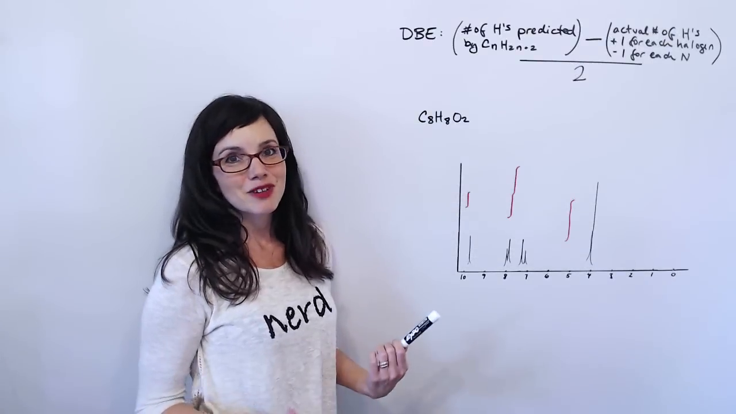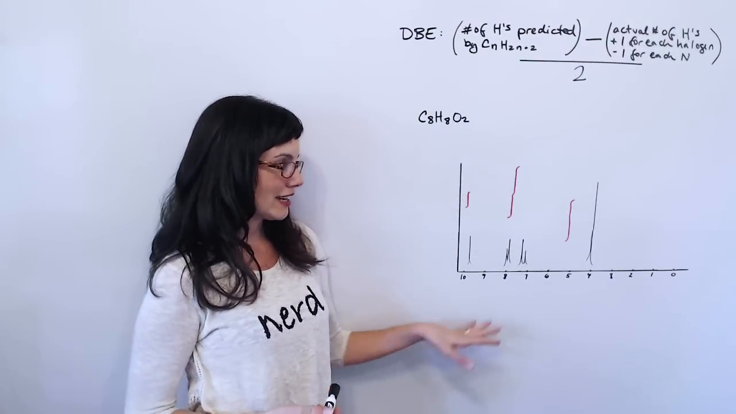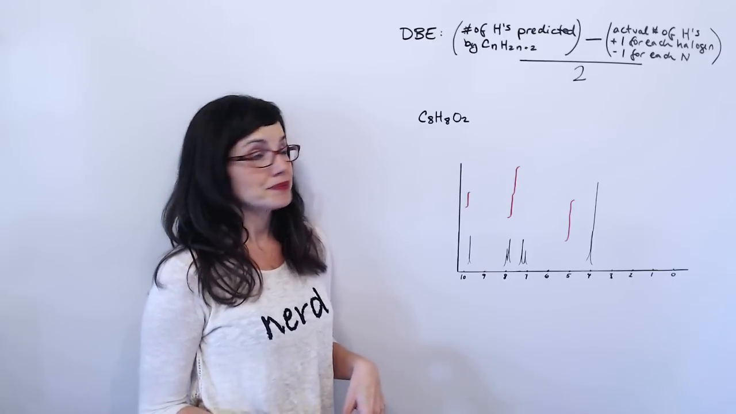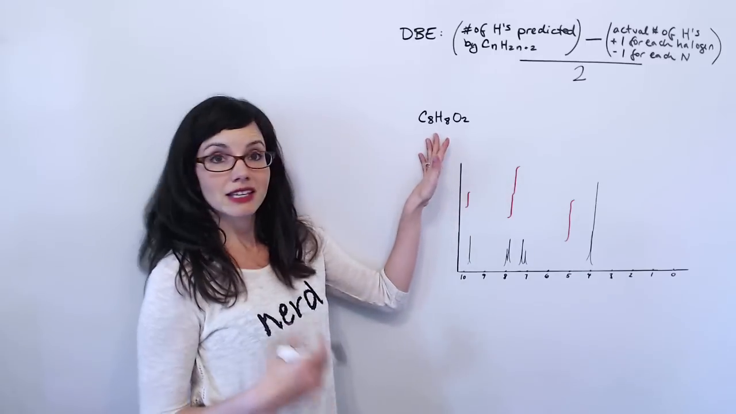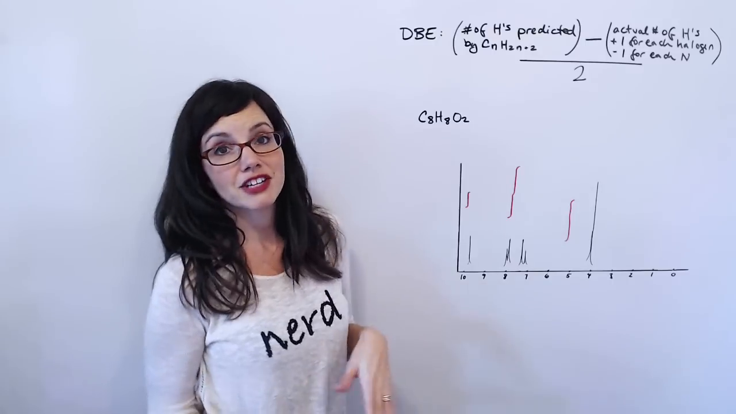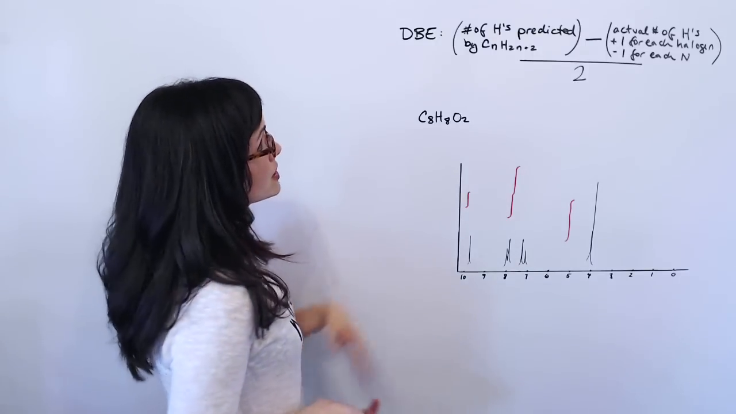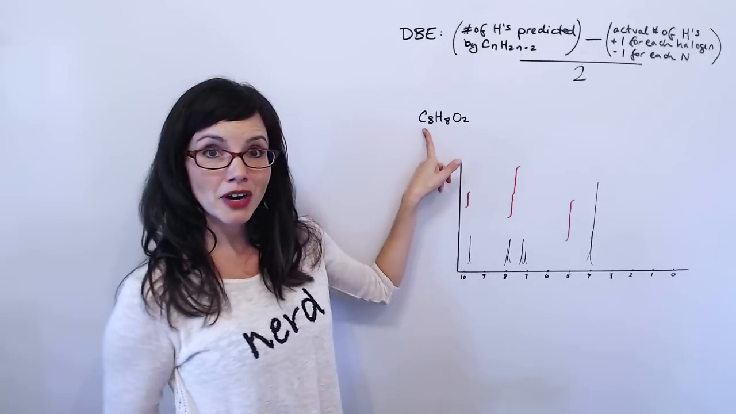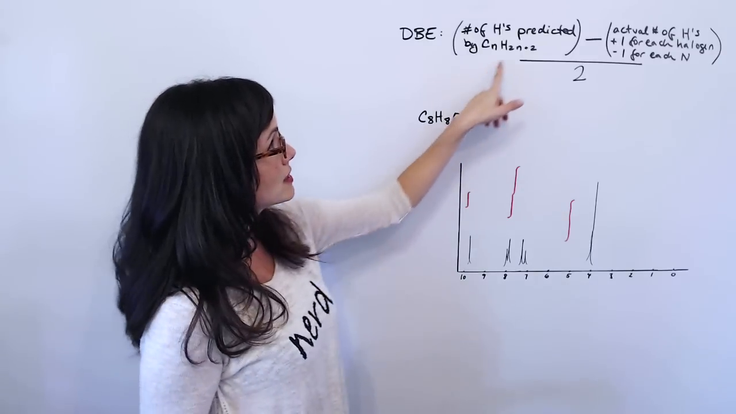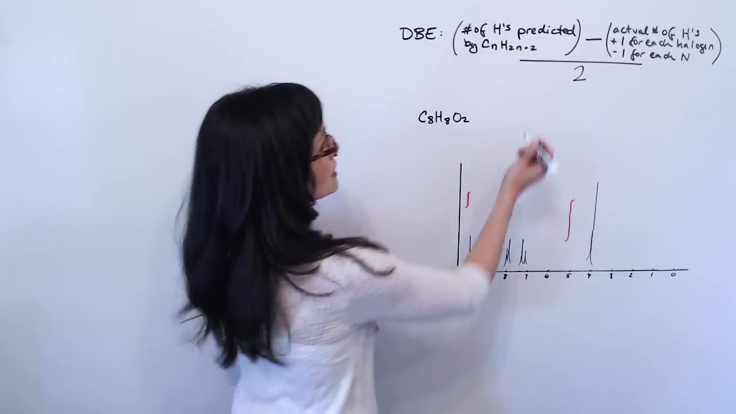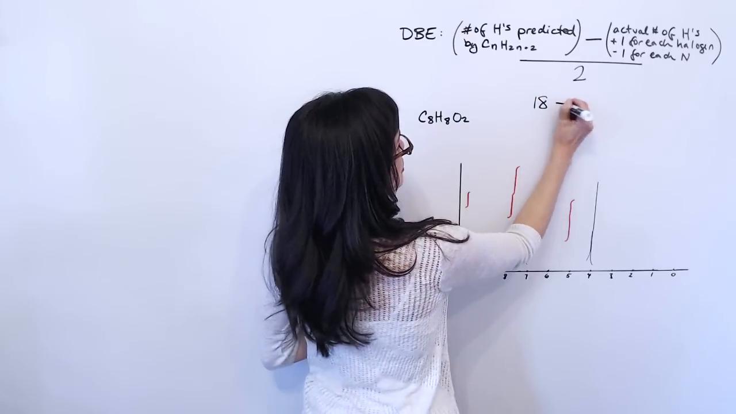Now that we've looked at that first, more simple spectrum, we can analyze one that's a little bit more difficult. And we'll just use the same method. First, we need to look at the molecular formula and see how many double bond equivalents, or elements of unsaturation, it has. First, the number of hydrogens predicted by this formula. It's based on the number of carbons. 8 carbons times 2 is 16, plus 2 is 18. So there are 18 hydrogens predicted.